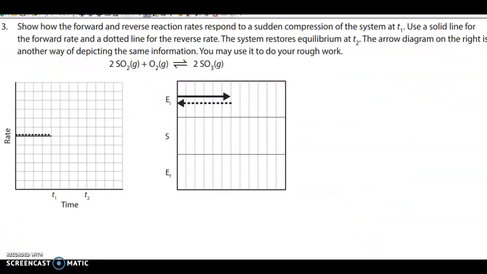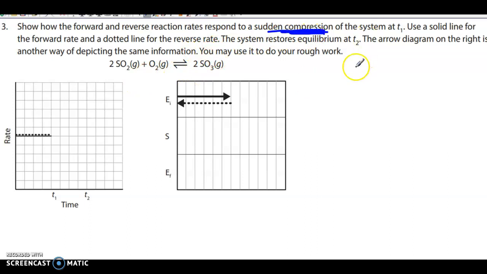Okay, so let's take a look here where we have now these, so we're drawing the shifts and we also have that rate graph that we saw from yesterday's lesson as well. So we're going to show how the forward and reverse reaction rates respond to a sudden compression of the system at time 1. Use a solid line for the forward rate and a dotted line for the reverse rate.